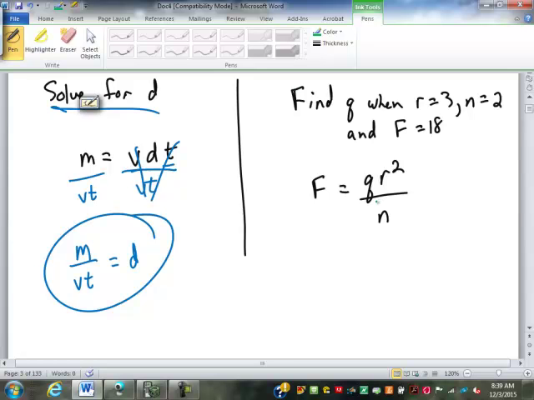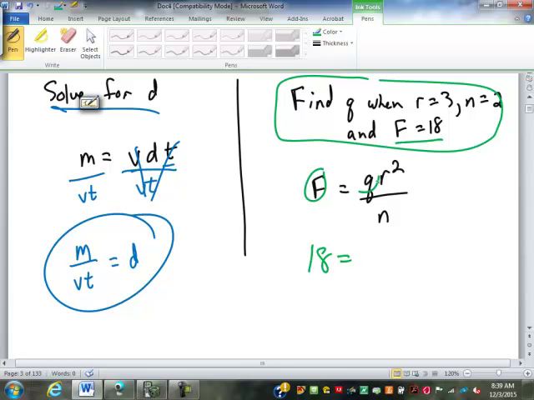Over here, this is different. I give you numbers for some of them. So when I'm giving numbers for some of the variables, I first replace those variables with the numbers. Well, F is 18 equals Q. That's what we're looking for. So Q is still there, times R is 3. So this is 3 squared over N, which is 2.